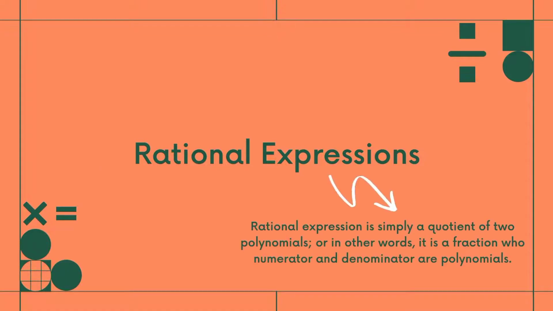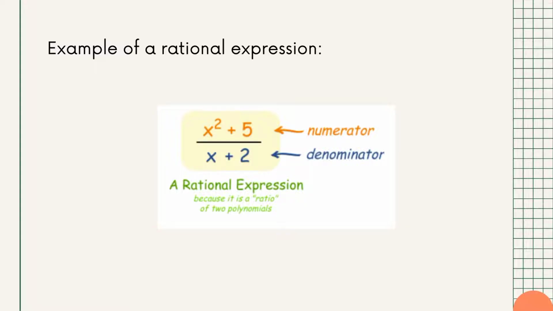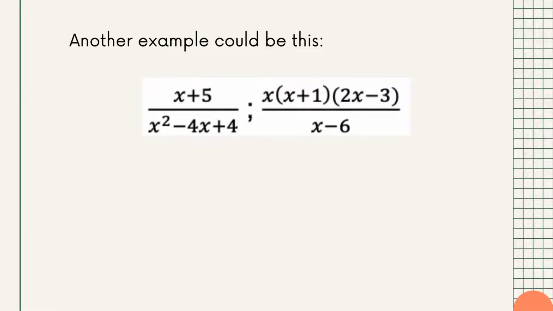Rational expressions. A rational expression is simply a quotient of two polynomials, or in other words, a fraction whose numerator and denominator are polynomials. Example of a rational expression: x squared plus 5 over x plus 2. The numerator is x squared plus 5 while the denominator is x plus 2. It is a rational expression because it is a ratio of two polynomials. Here are more examples of rational expressions.